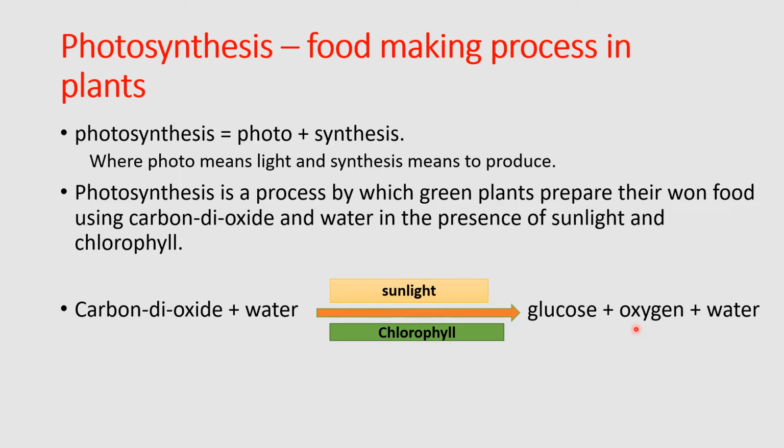The oxygen is released to the environment, and that oxygen we inhale comes from photosynthesis. Glucose is a type of carbohydrate that is stored in the plant body, which we and animals both use after photosynthesis. That glucose is stored in the plant body, and after that we get it from the plant body. Water is also obtained from photosynthesis.